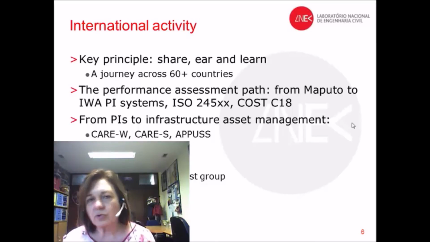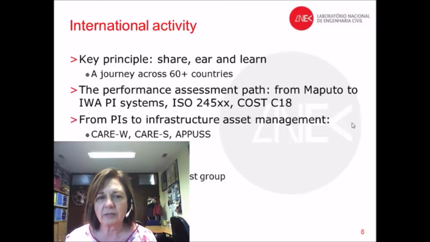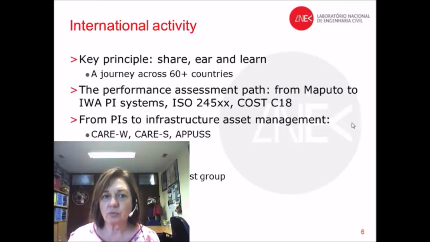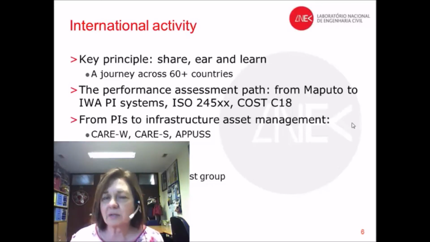Also from the project and research point of view, we participated in European projects such as CARE-W on rehabilitation of water supply networks, CARE-S on rehabilitation of sewage networks, and APUSS, again on wastewater systems. And we started to evolve to asset management, because performance indicators are a very important tool, but they are only important if they are going to be used to assist decision makers in some way.